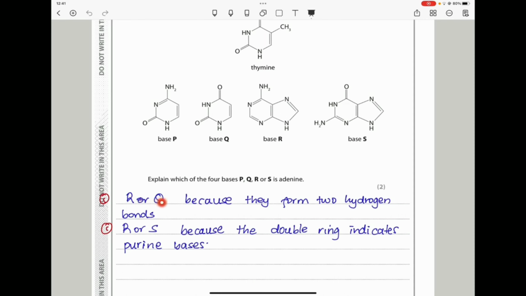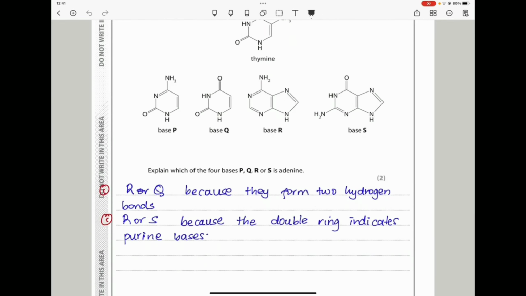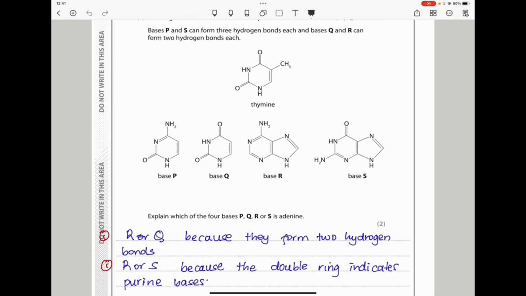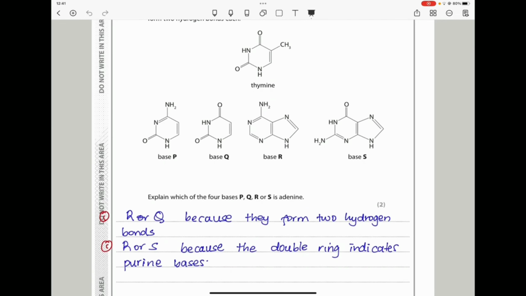Adenine could be R or Q because they form 2 hydrogen bonds. However, it could also be R or S because the double ring indicates purine bases. We can see here the double rings could indicate a purine. They could be R or S as well.